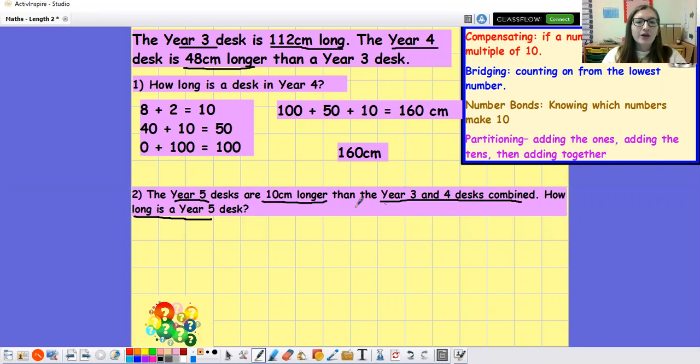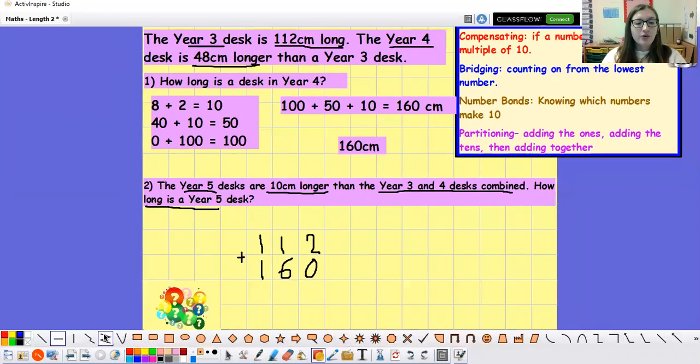So we need to take the year 3 desk, and we know that the year 3 desk, they said is 112. We need to combine it to the year 4 desk, which is, we said 160. And then whatever answer we get, we need to then add 10 to. So I want you to see if you can pause me now and have a go at working it out on your own, and then we'll go through them together. So pause me now and off you go.